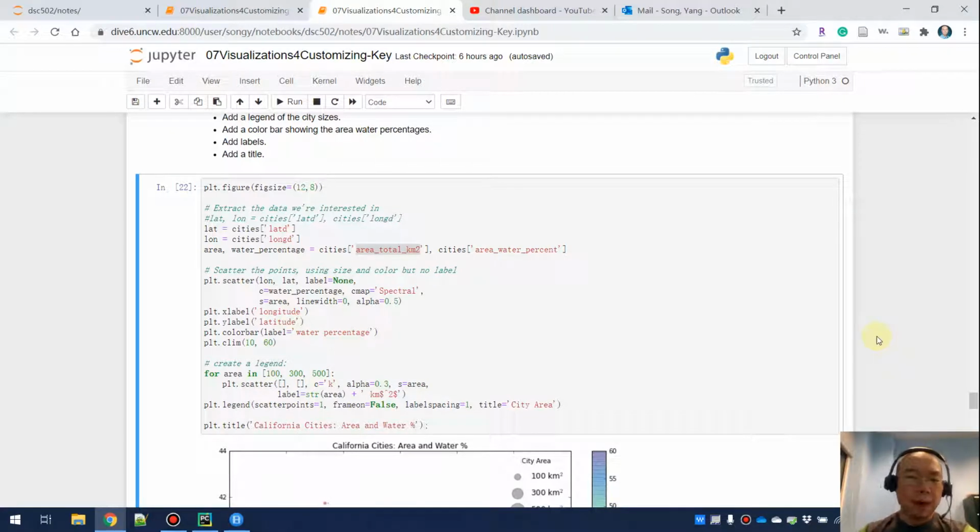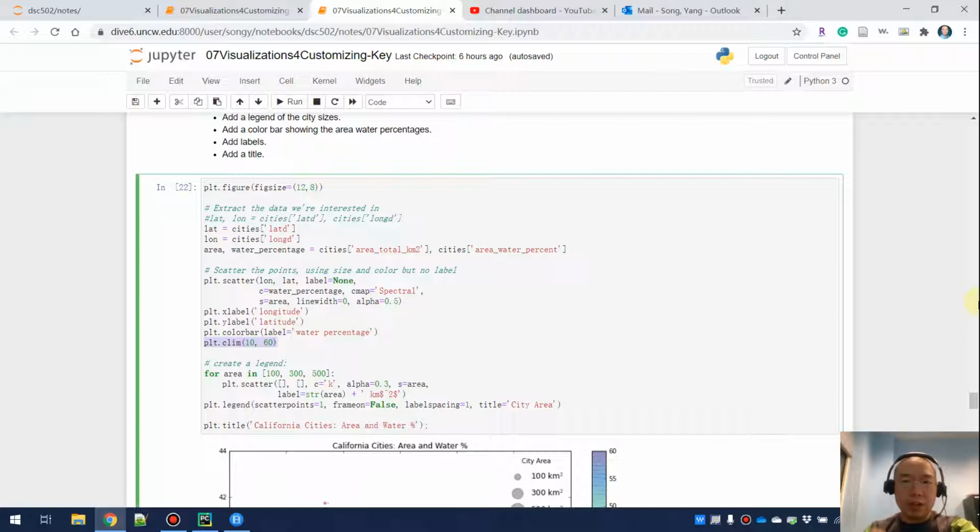Okay, let's take a look at my solution together. So I'm doing the plus size and then I'm grabbing the latitude and the longitude. And after that, I want to have the area of the city and then the water percentage of the city. Okay, and then I do the color as the water percentage, and then I'm using spectral again, and we are gonna really see something interesting with the spectral, and then s as the area, and after that I also specify the plot of the color limitations from 10 to 60.